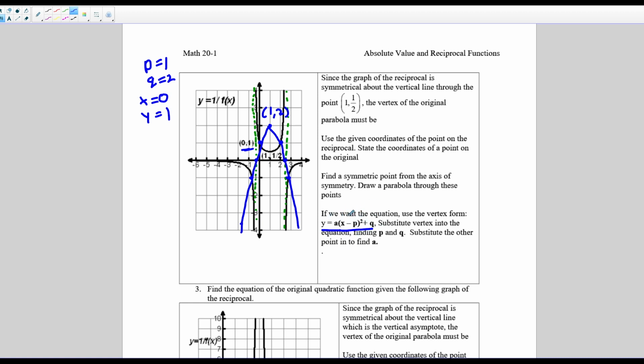So y is equal to a times x minus p squared plus q. So we have 1 is equal to a times 0 minus 1 squared plus q, which was 2. So we have 1 is equal to a times 1, which is just a, plus 2. So in this case, we get a is equal to -1. So again, that checks out because we know that our quadratic should open downwards, meaning that our a value should be negative, meaning that our final equation for the original quadratic should be y is equal to -1 times x minus 1 squared plus 2.